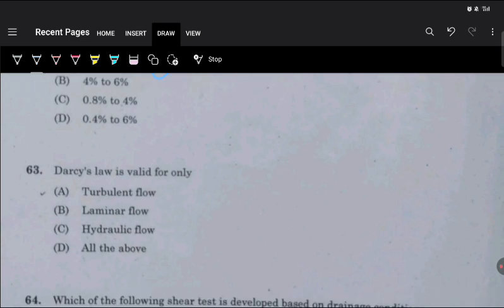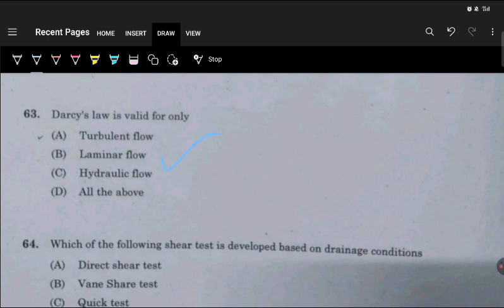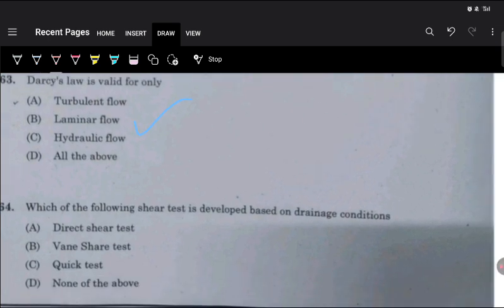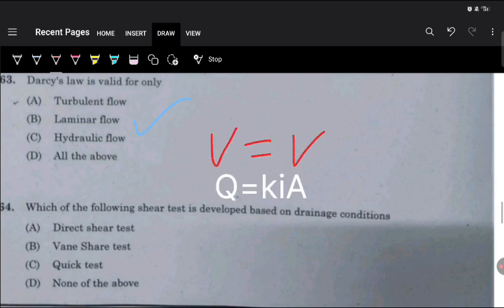Coming to the next question, Darcy's law is valid for only laminar flow. What is Darcy's law? According to Darcy's law, V is equal to KiA. So Darcy's law is valid only for laminar flow.